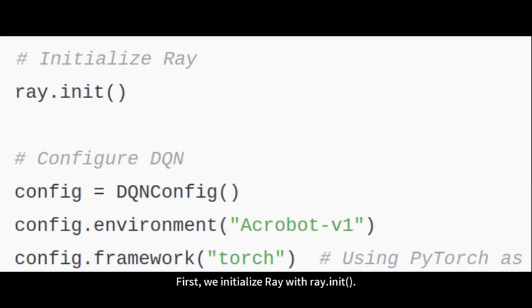First, we initialize Ray with ray.init. Then we create a configuration object for our DQN agent using DQNConfig. We specify the environment and set the framework to PyTorch. This tells Ray which deep learning library to use for the agent.